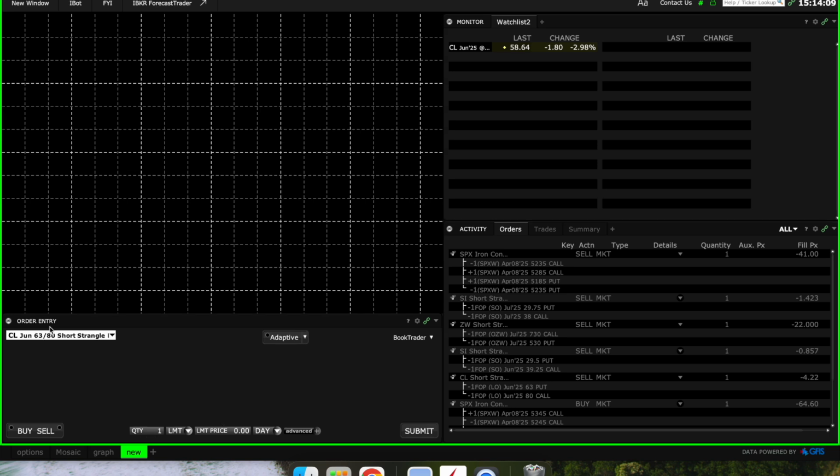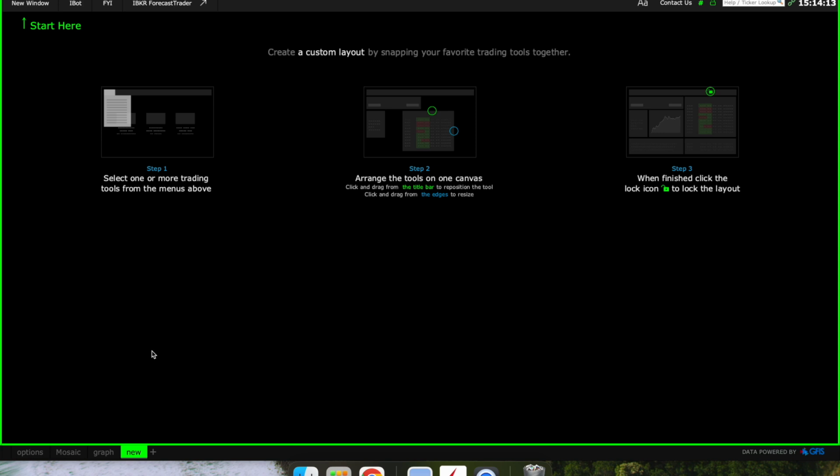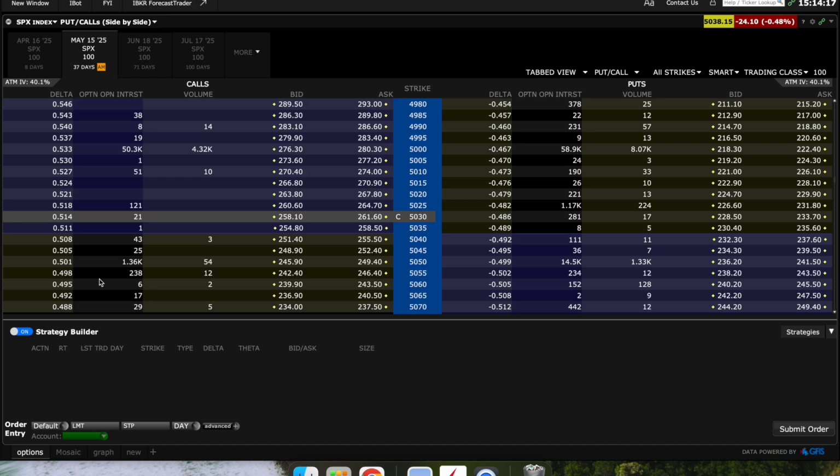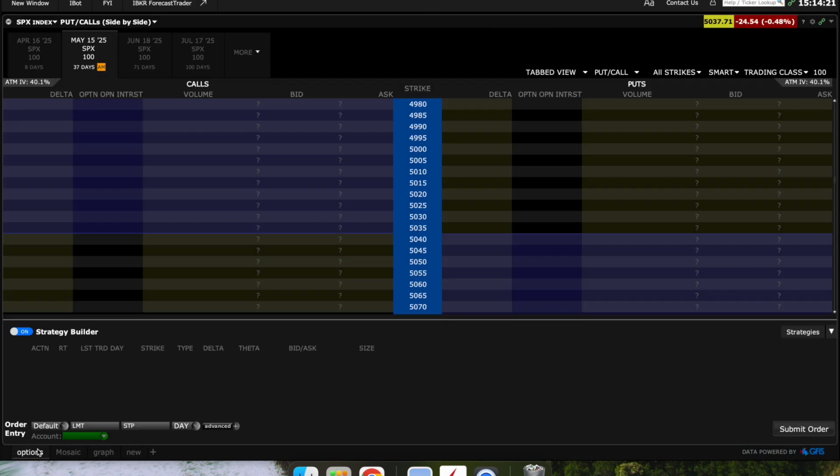Now for the option chain. For the option chain, what I would do is I would open a new window. So currently I have the option chain window, and then I have this window, obviously. So it's just two separate windows.